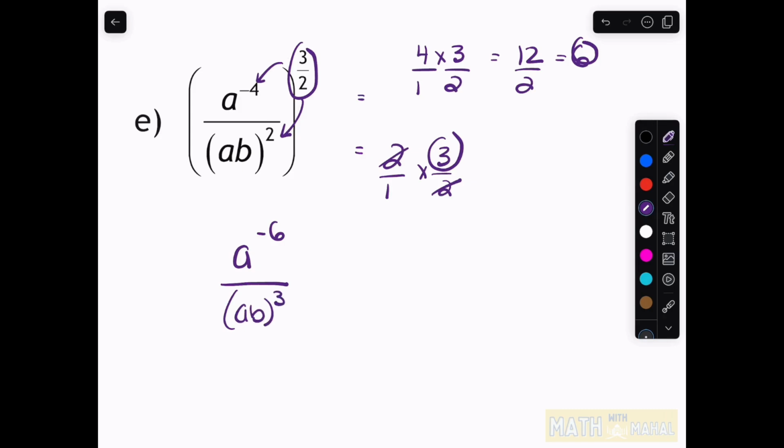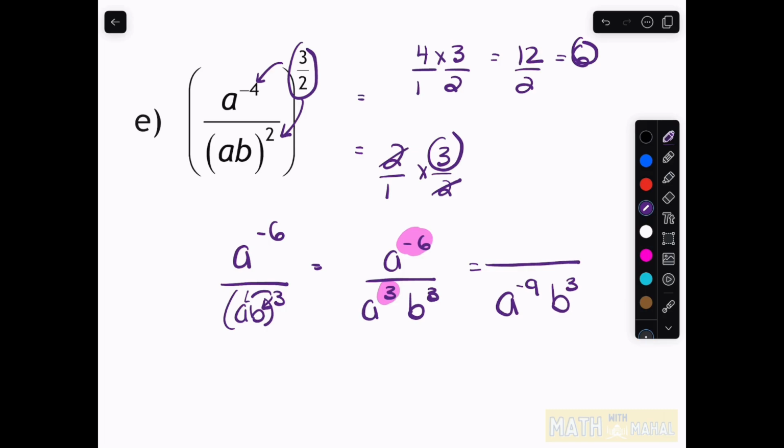Now, with something like this, we can distribute this exponent here. So that's a to the -6 over a3 and b3. This would be -6 take away 3. That's actually going to get me a to the -9, and the b3 is going to stay.